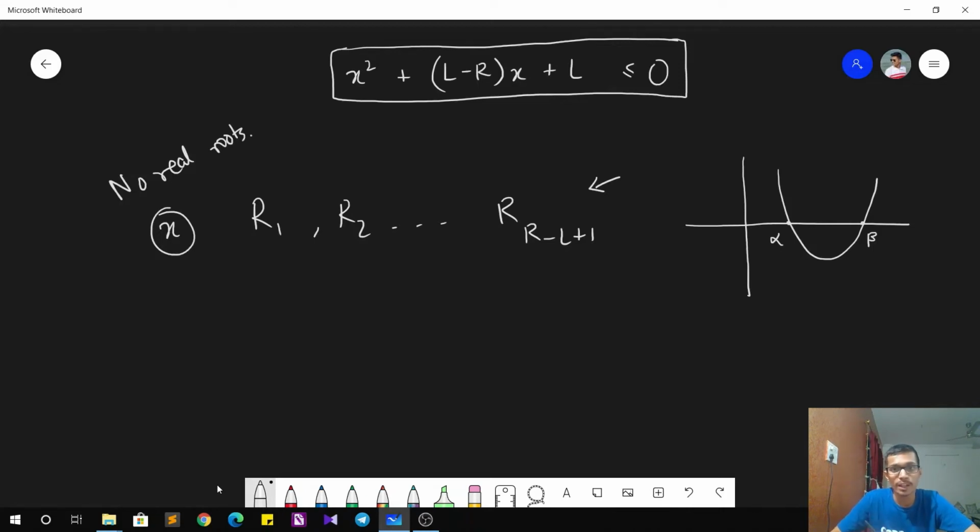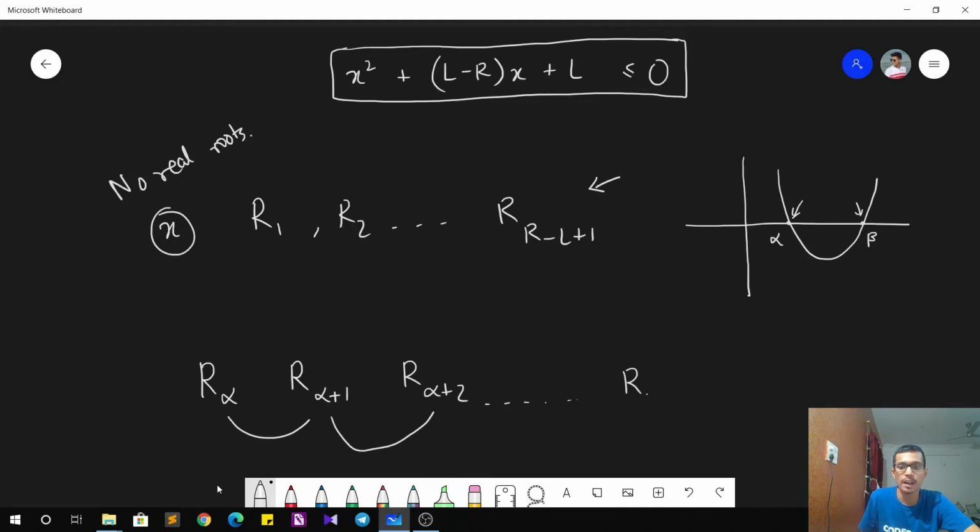Okay, but what if there are real roots? So for example, the roots of the quadratic are, let's say, alpha and beta. Then for all the values of x between alpha and beta, the value of the quadratic will be less than or equal to 0, meaning that the range R alpha will be overlapping with range R alpha plus 1. Similarly, R alpha plus 1 will be overlapping with R alpha plus 2 and so on until R beta. So these ranges, if visualized, would look something like this.